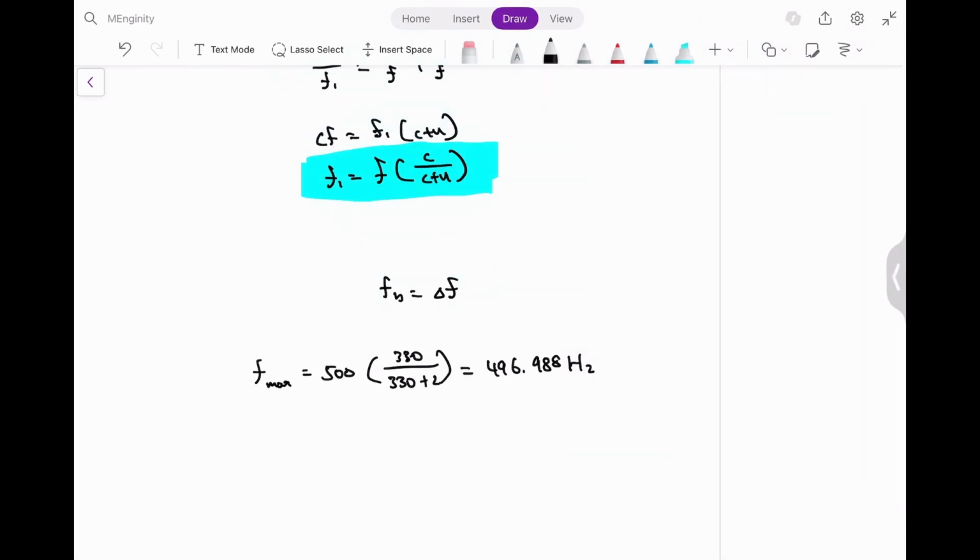And then let's see, f min. Oh, I think it's the other way around. Yeah, no, wait. So that's 500, and then it's 330 over 330 minus 2, which is 328.